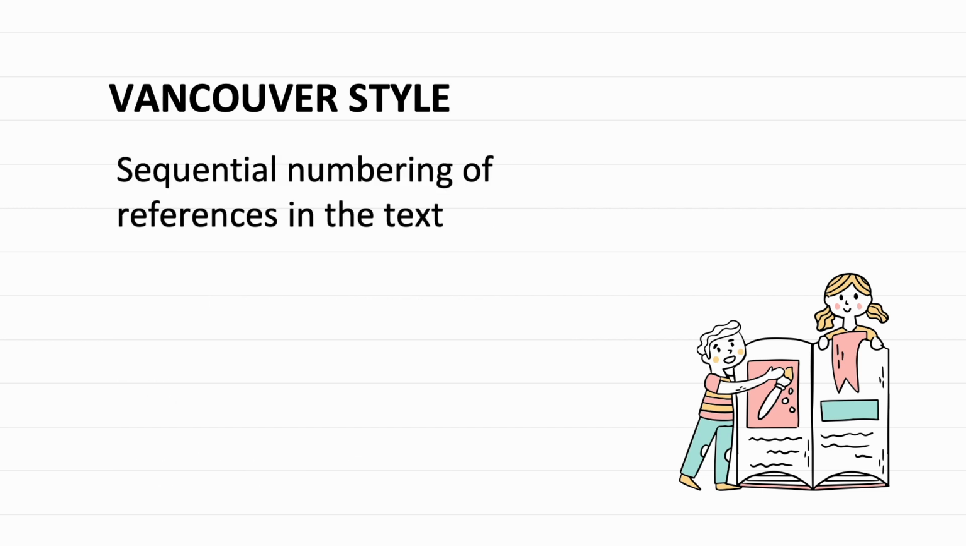The main feature that sets Vancouver apart from other citation styles is its sequential numbering of references in the text. References are numbered according to where they are first used in the text, and will continue to use that number for the rest of the paper.